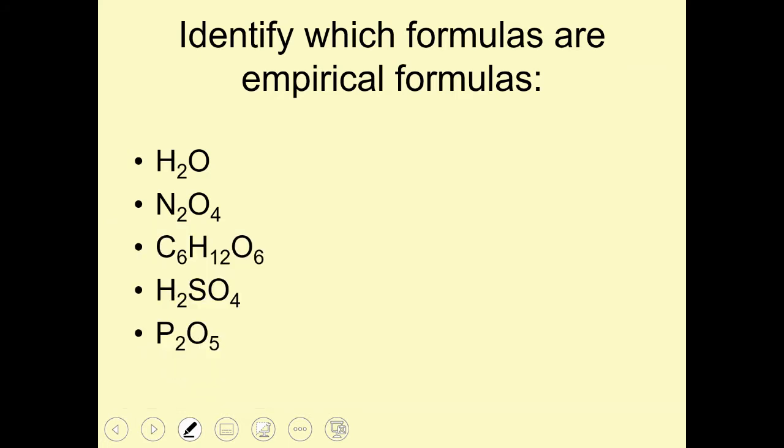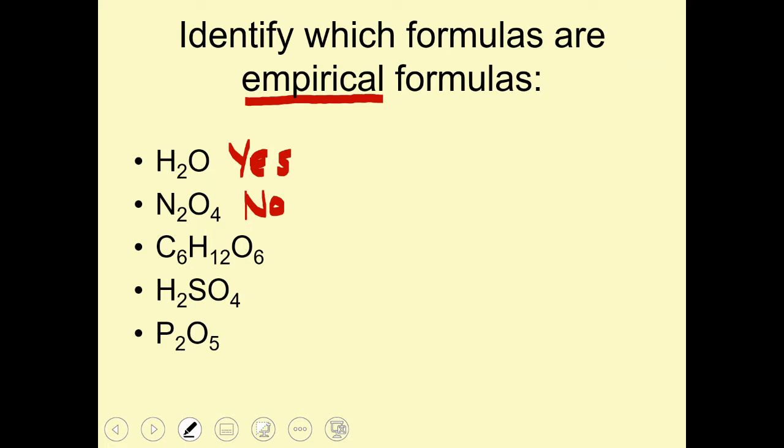So if we look at these, if it's an empirical formula, it has to be the simplest ratio. These are all molecular because they are actual molecules. But if it's empirical, it's also going to be the simplest ratio. Like water, yes. This is an empirical formula because 2 to 1 is as simple as it can get. Now, the next one, N2O4, that's an actual molecule, but 2 to 4 is not simplified. So this is not an empirical formula.